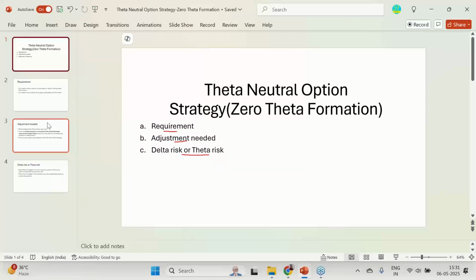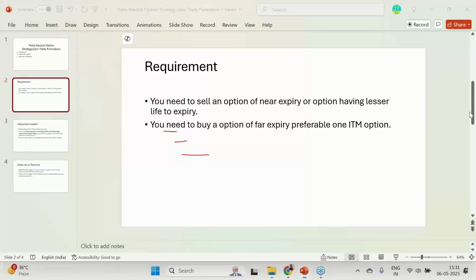Fine. These three heads we will be discussing. So first is requirement. What do we require? We require to sell an option of near expiry, or an option having less life to expire. So we need one near expiry, an expiry of 20 days, 15 days, 8 days. This kind of option we will sell.